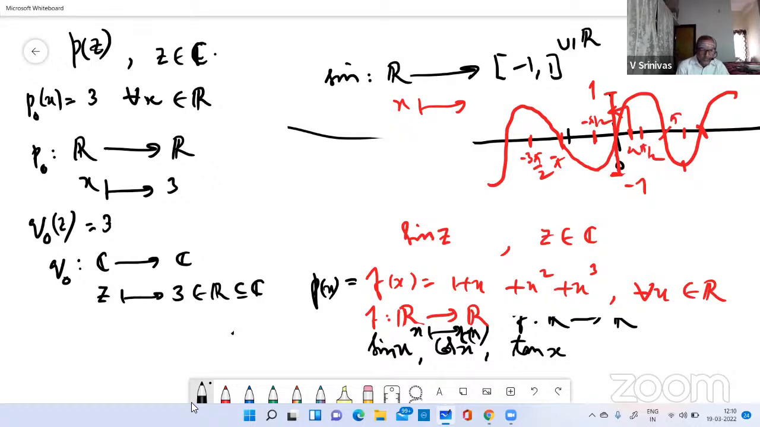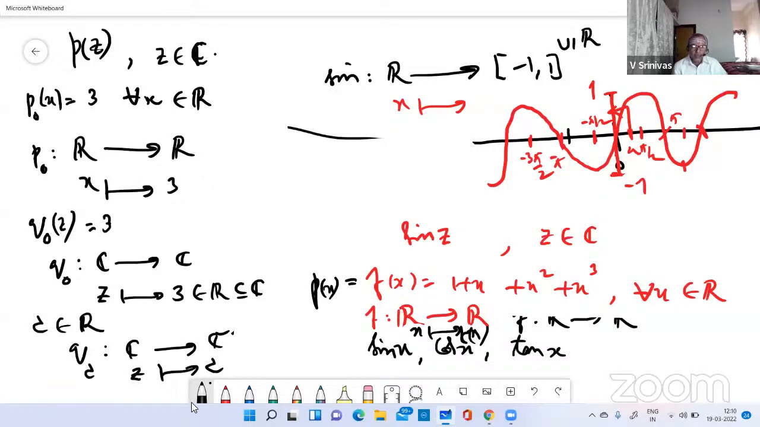In general, if c is any fixed real number, then you can define q c to be a mapping from C to C. It takes the complex number z to constant c. Here, if c is 3, you get q c to be q naught. In particular, if c is any fixed complex number, if my c is 3, I get this function.